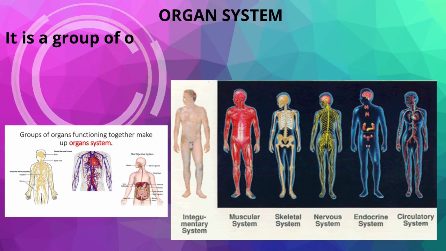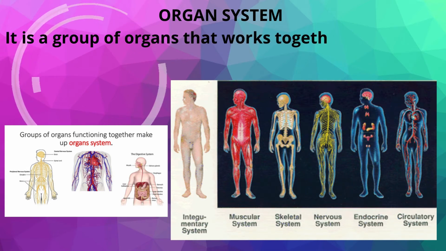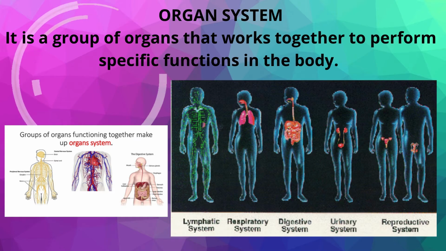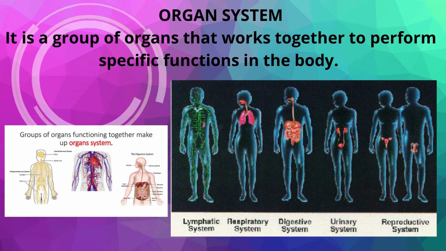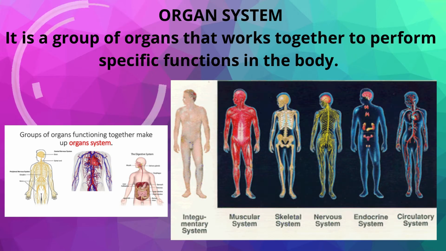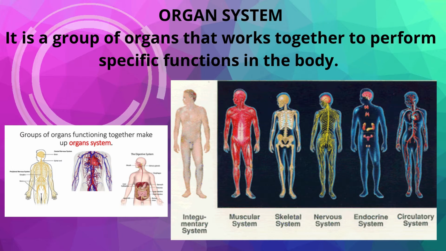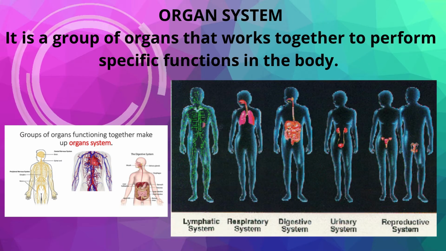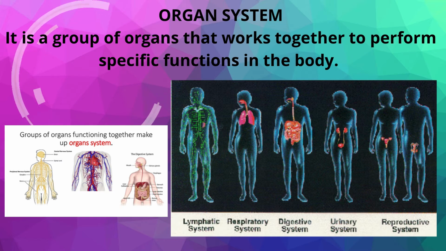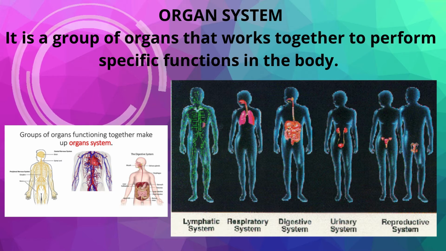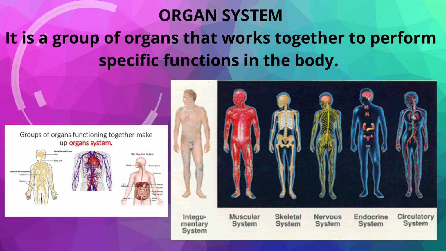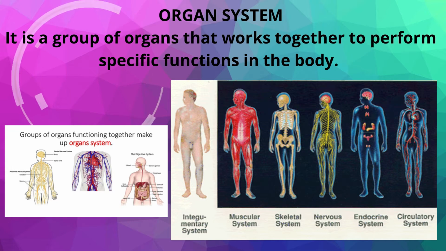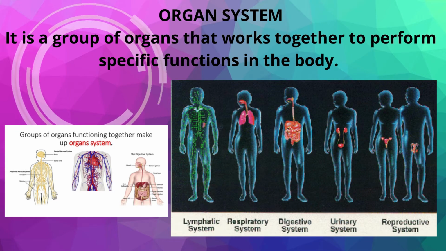Next to your organ is the organ system. It is a group of organs that works together to perform specific functions in the body. So you have there different types of our organ system. We have the respiratory, muscular, skeletal, nervous, endocrine, circulatory, and integumentary. Basically, the survival of an organism depends on the ability of these organ systems to work together effectively. For example, respiratory system brings oxygen into the body and eliminates carbon dioxide.